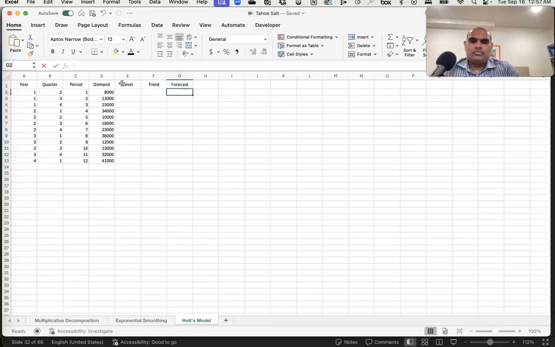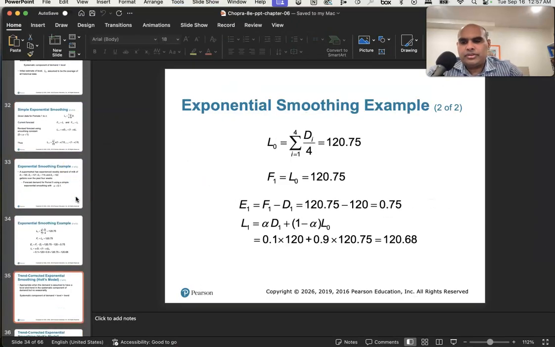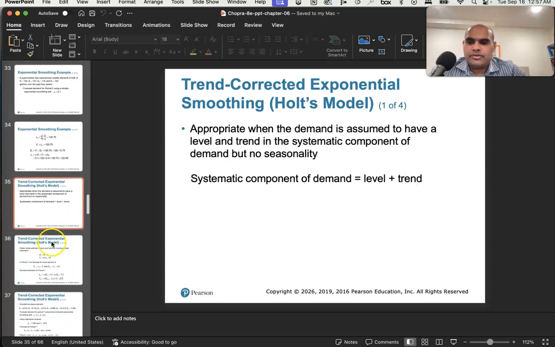Final forecast. All right. So we have level and trend, right? Now we need to figure out what level and trend are. There are a couple of ways of figuring out what level and trend are. So when you're using the Holt's method, how do you calculate level and how do you calculate trend, right?